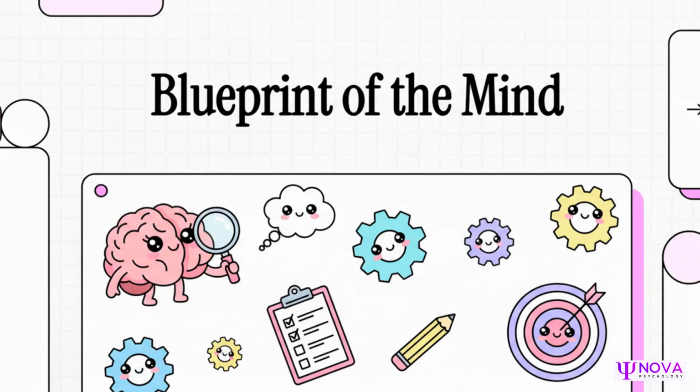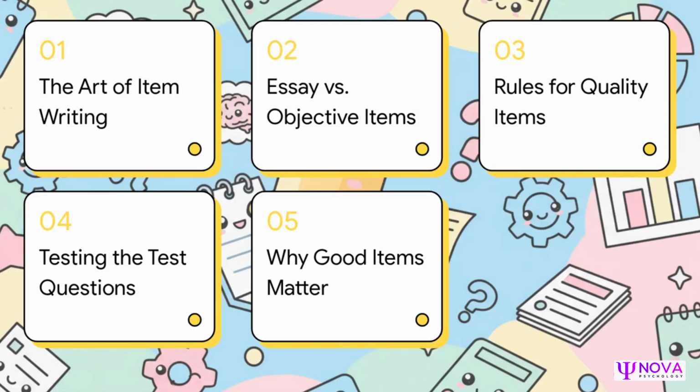Today, we're diving into something absolutely fundamental to psychometrics, item writing. So here's what we're going to cover. We'll start by defining what item writing really is, both the art and the science of it. Then we'll get into that classic debate, essay versus objective questions. After that, we'll walk through the nitty-gritty rules for writing high-quality items, look at how we actually test those questions with data, and wrap up with why this whole painstaking process is so incredibly important for psychological measurement.